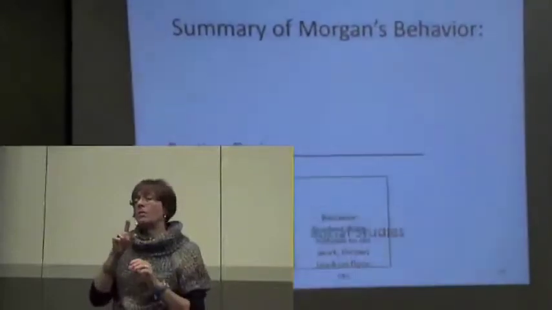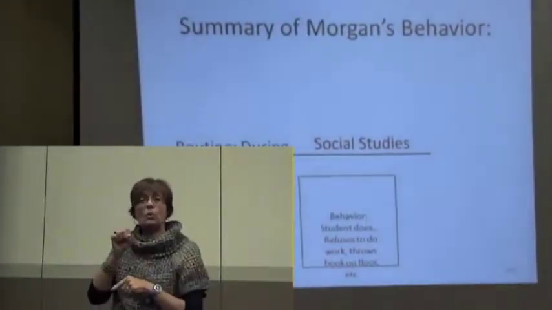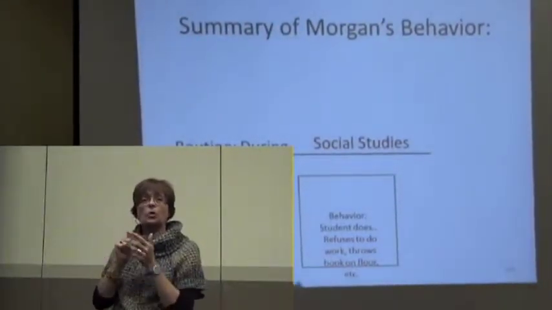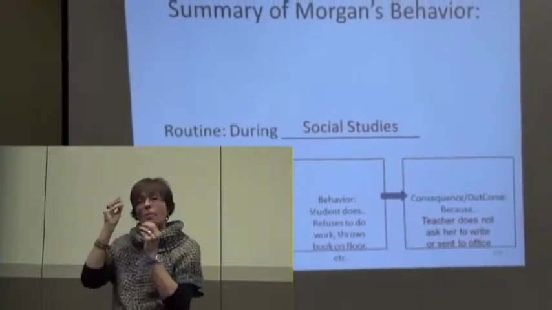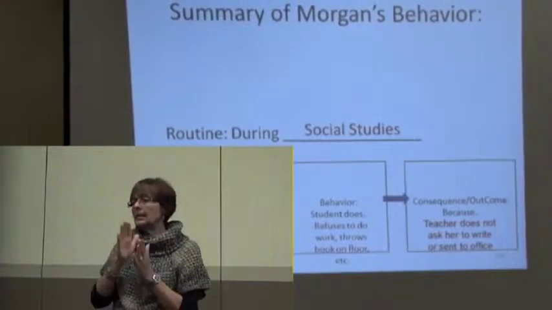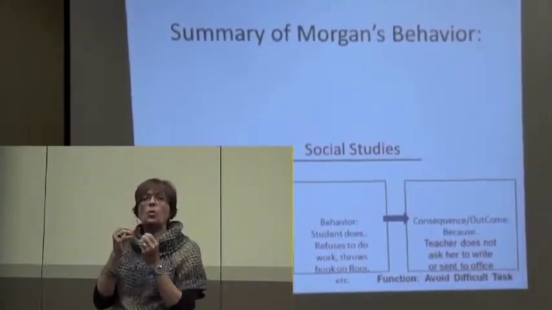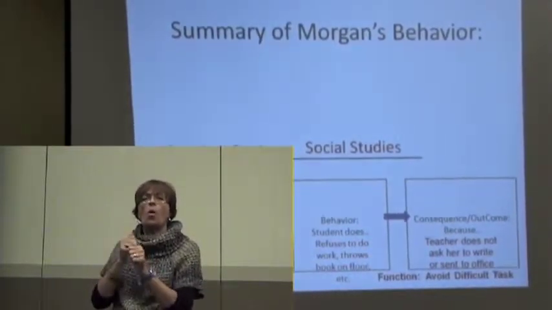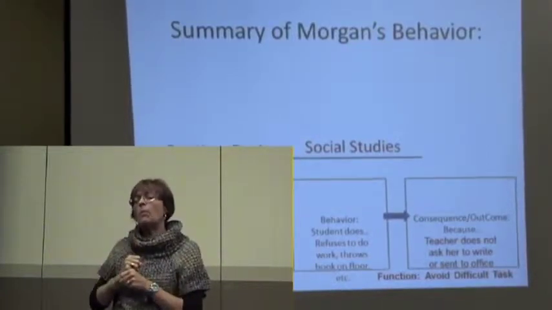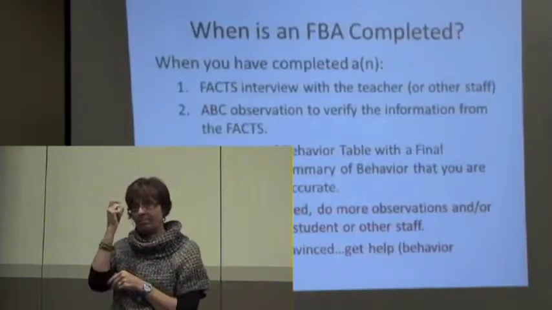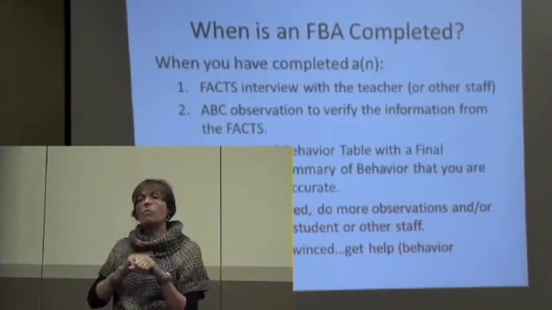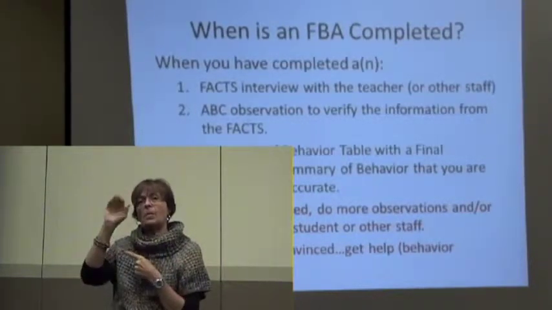Refuses to do work during social studies when she's asked to write paragraphs, and the outcome is the teacher does not ask her to write anymore or sends her to the office, and they believe that the function is to avoid the difficult task. That's the summary statement that they're going to now use to guide their intervention plan. Make sense there? Okay.